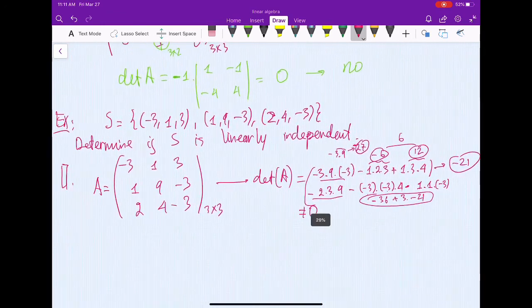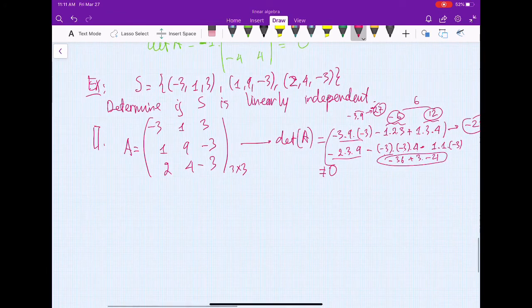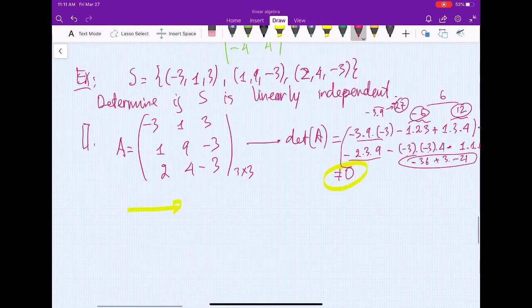You can use a calculator to find that easily. So since the determinant is not 0, that means the matrix is invertible, right? All rows are linearly independent. So that is the final answer: linearly independent.